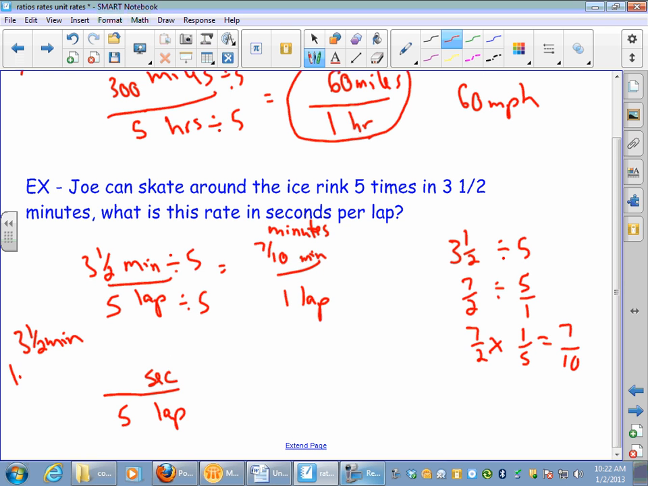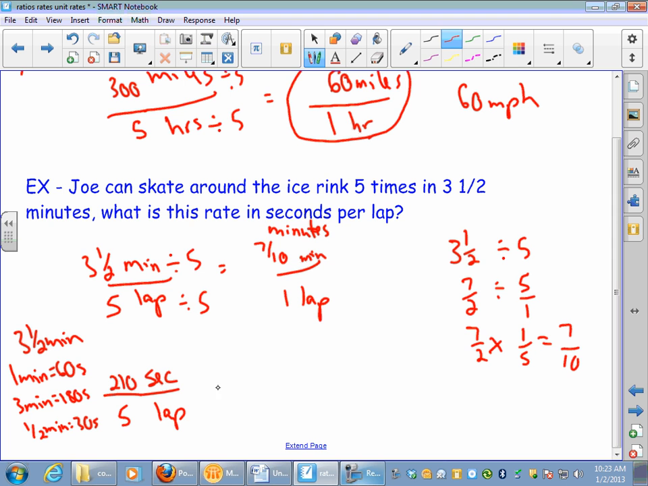Well, I know that 1 minute is 60 seconds. So that means 3 minutes, if I multiply by 3, would be 180 seconds. I know half a minute would have to be 30 seconds. So 3.5, if I add those together, would be 210 seconds. So there would be my rate, 210 seconds per 5 laps.